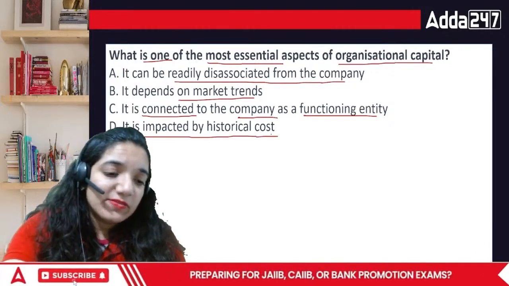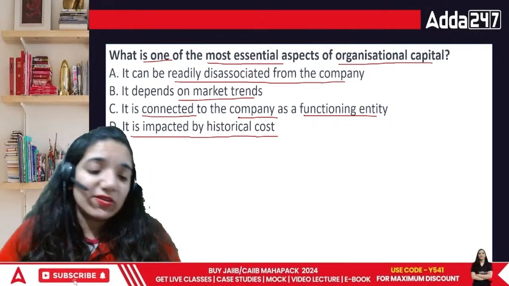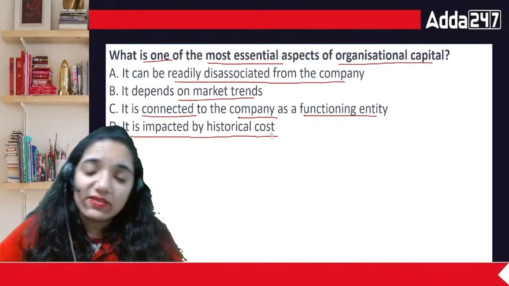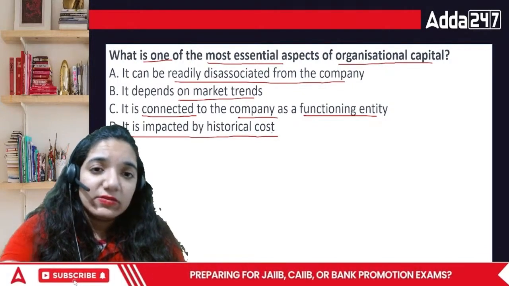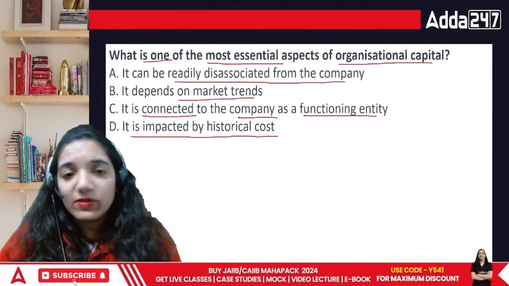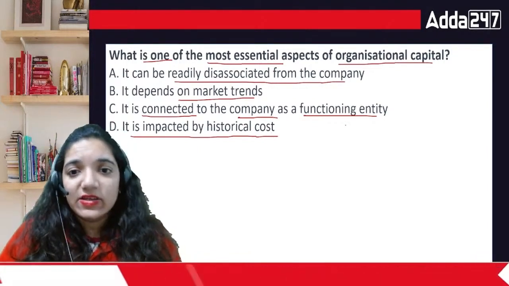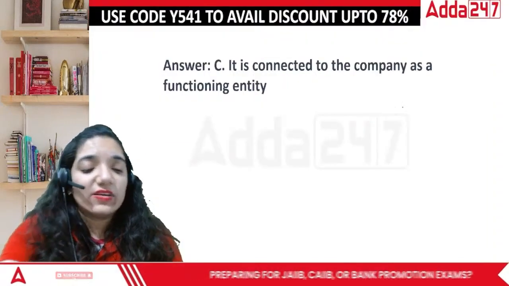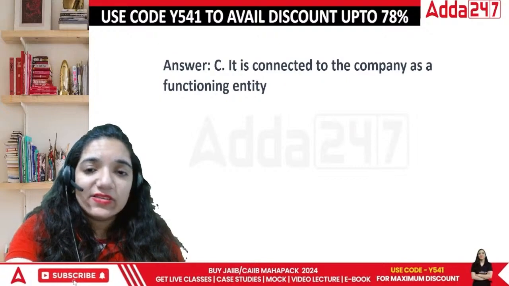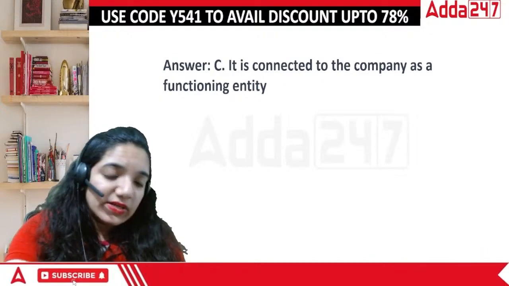Organizational capital, you know what it means, every organization is always impacted. They have to prove themselves a lot, that no, we are earning good money. They have to keep on proving themselves, right? So this particular base is super important to them. What do they do here? It is basically connected to the functioning of the entity. Okay? It is connected to the company as a functioning entity. Organizational capital is a reason the organizations are surviving. So this would be the answer.